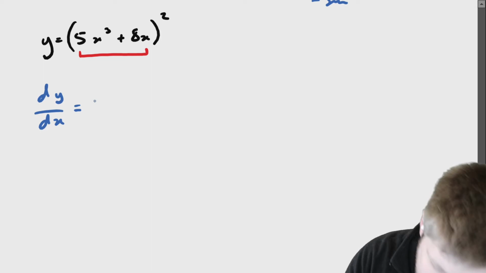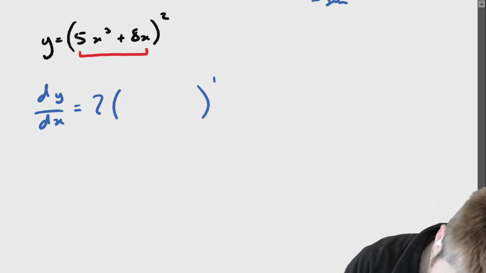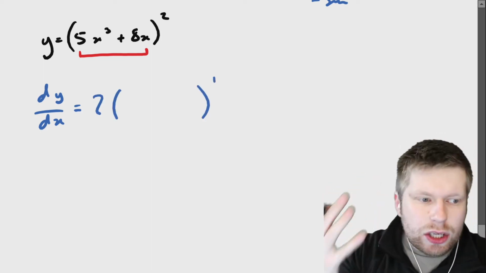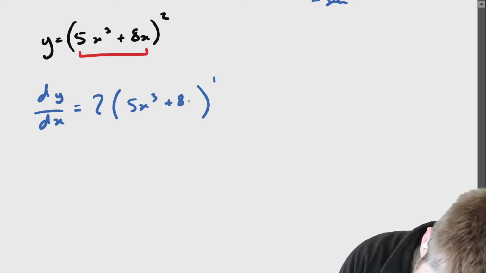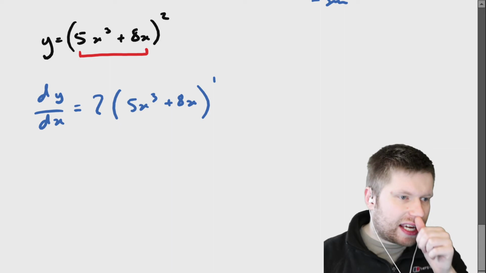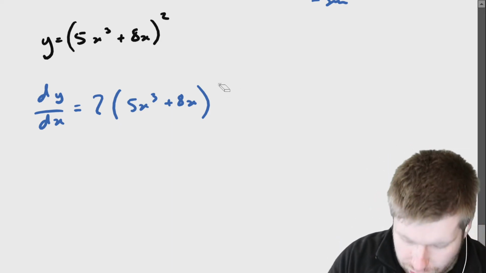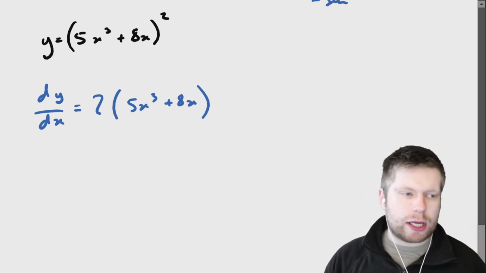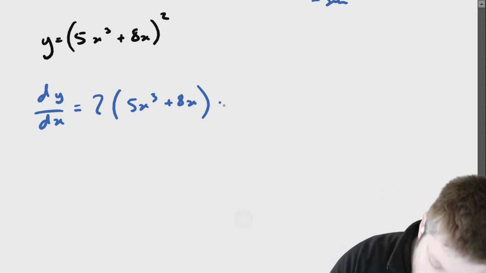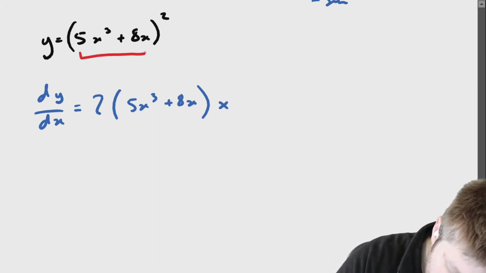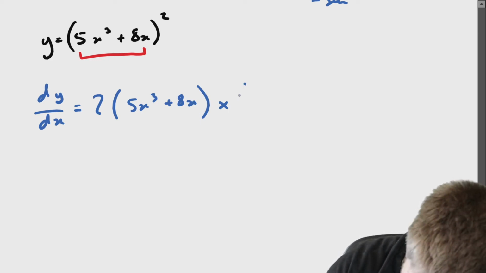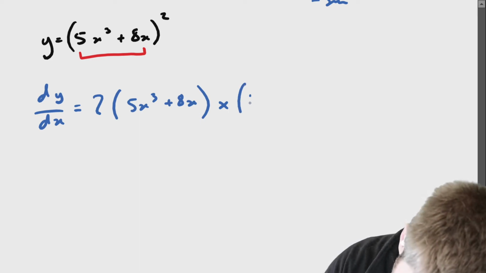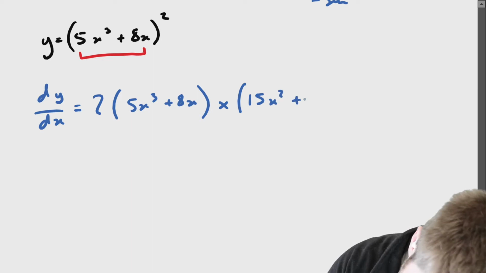So if I square it, I get 2. And if I reduce the power by 1, I just get the 1 up here. And of course, the inside function stays the same. So in other words, in this case, the 5x cubed plus 8x, which is the inside function, stays the same. Now I'm just going to get rid of that power of 1 because that's not going to change anything. Then I need to multiply by the derivative of the inside function. So in other words, the 5x cubed plus 8x, I need to multiply by the derivative of that. So I put it in bracket. Multiply by the derivative, that's 15x squared plus 8.